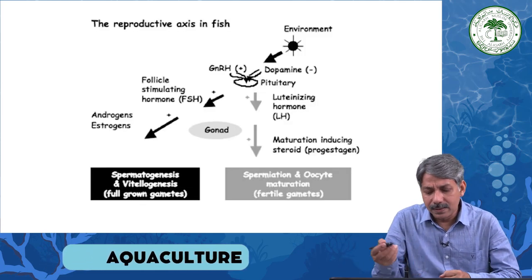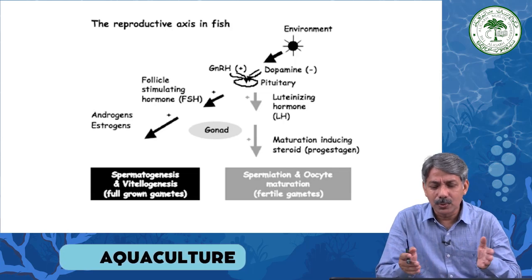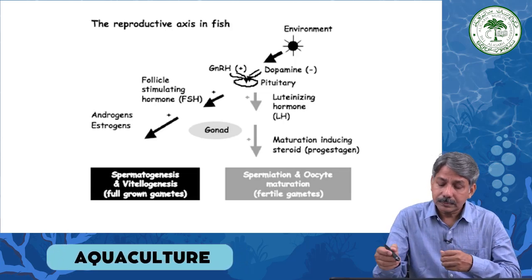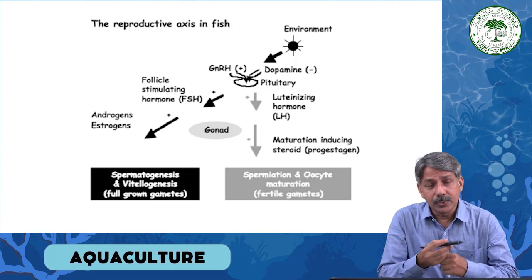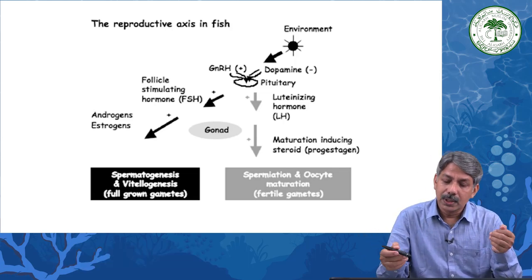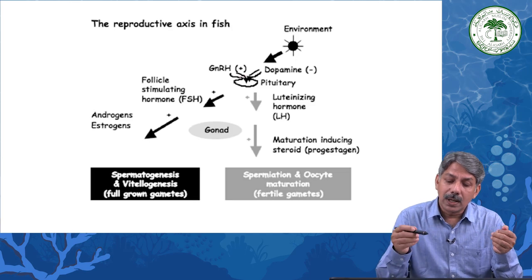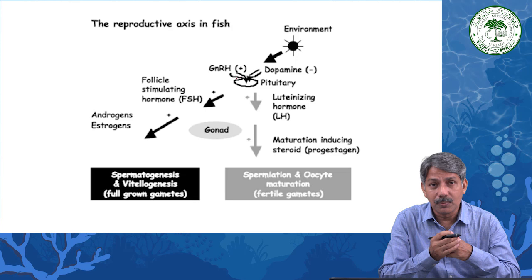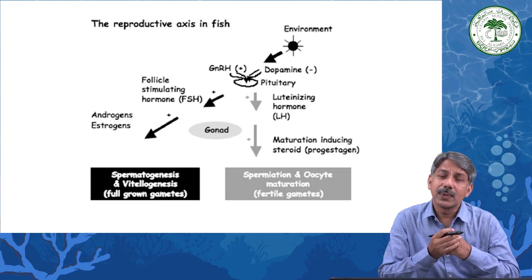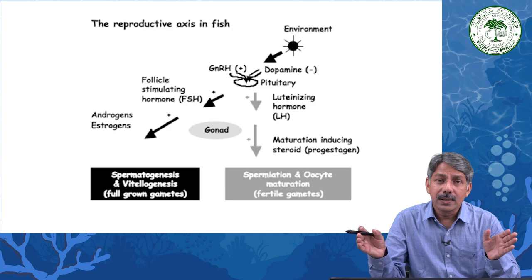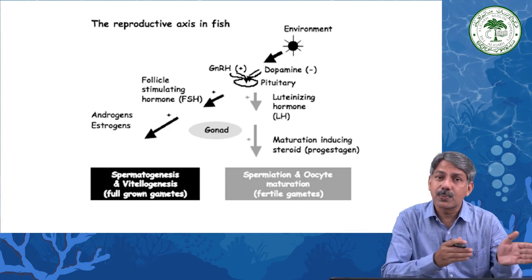Here it can be understood, you must have gone through such kinds of flowcharts or diagrams. Through the environmental cues in the natural environment, the hypothalamus gets stimulated to release gonadotropin releasing hormone. Environmental cues means the conditions in which the fishes respond to the environmental factors.